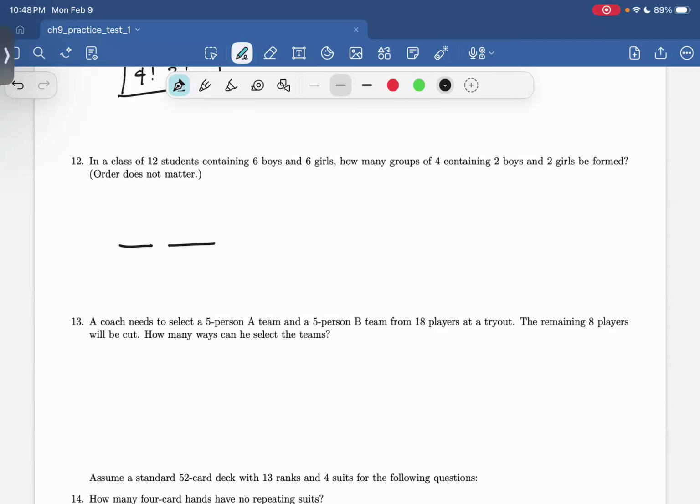I can think about it kind of in my 2 buckets. I have my boy bucket, and I have my girl bucket. How many ways are there to choose the 2 boys? Well, I'm choosing out of 6 boys, I'm trying to choose 2 boys. So that's 6 choose 2. How many ways are there to choose the girls? Once again, 6 choose 2. And so that's my answer. It's that simple. 6 choose 2 squared. Now you don't need to simplify that, but of course that's 225, right?